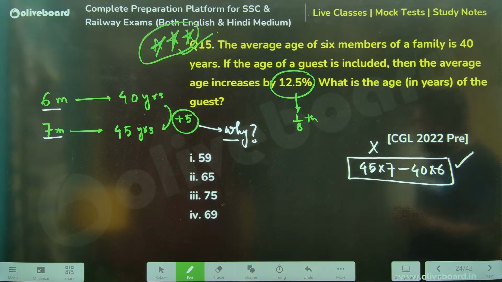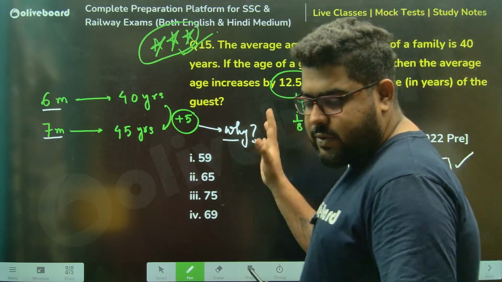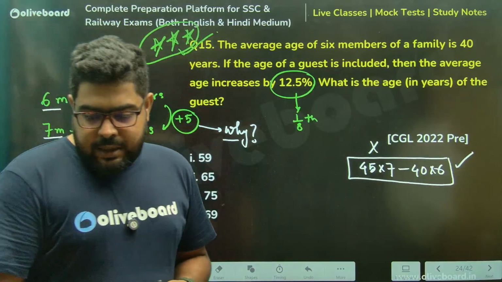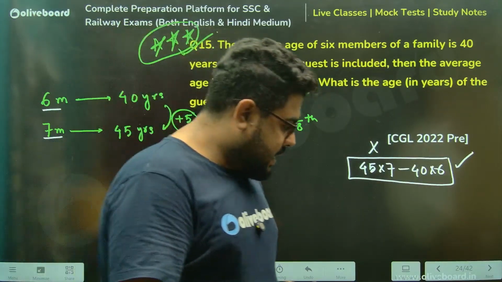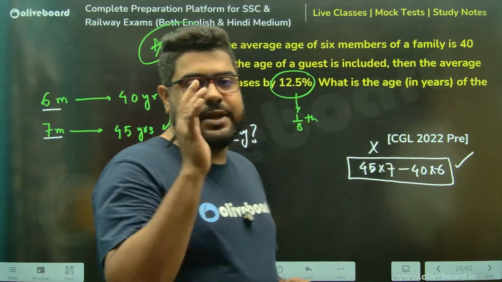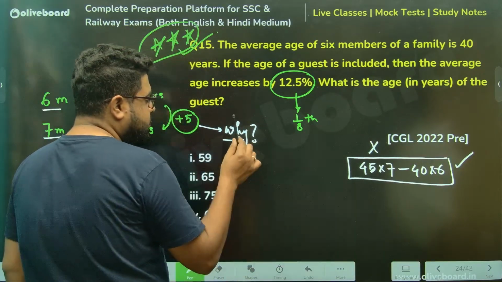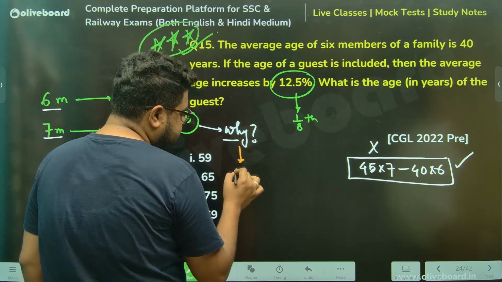What conclusion can we draw from there? What exact conclusion can we draw from there? Why is this average age going up after the inclusion of the guest? Arvidal is saying the guest is older. Yes, absolutely. That means the guest is older, meaning his age is more.